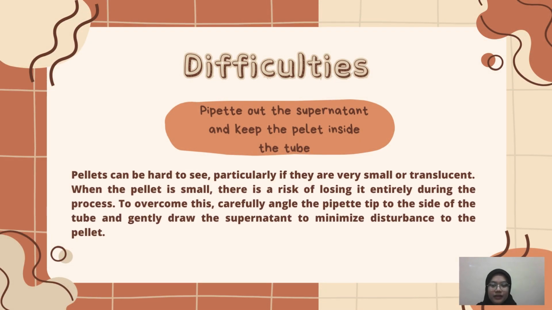There were some difficulties we faced while conducting this experiment. Firstly, pipette out the supernatant and keep the pellet inside the tube. Pellets can be hard to see, particularly if they are very small or translucent. When the pellet is small, there is a risk of losing it entirely during the process. To overcome this, carefully angle the pipette tip to the sides of the tube and gently draw the supernatant to minimize disturbance to the pellet.